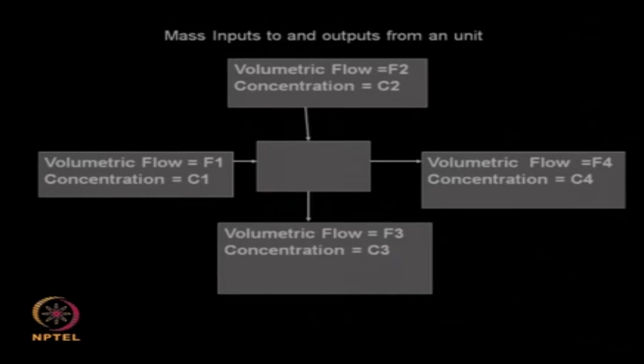So it is very useful to calculate what is the volumetric flow of liquid that is flowing out. For example, this could be a distillation column. You may be having 2 feeds coming in at certain flow rates and you may be having 2 feeds going out at certain flow rates, and then you can calculate what will be the flow rates of the liquids that are going out. That is one.